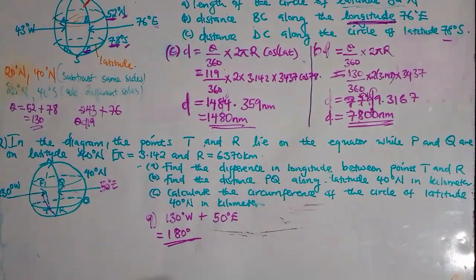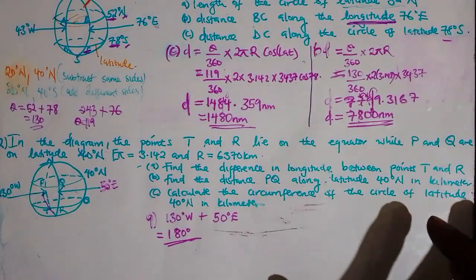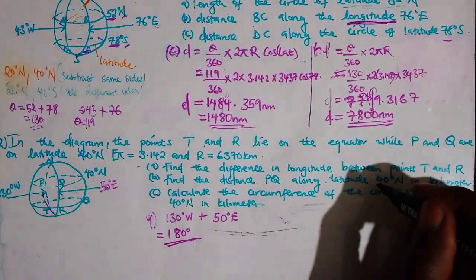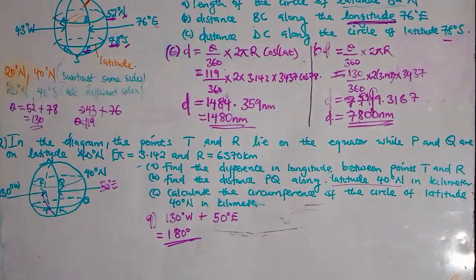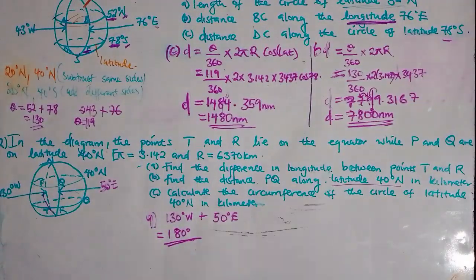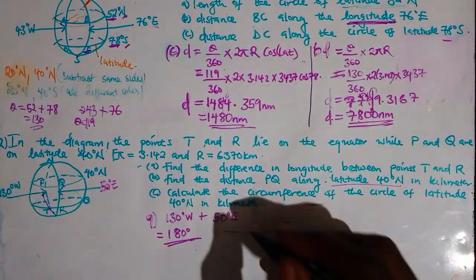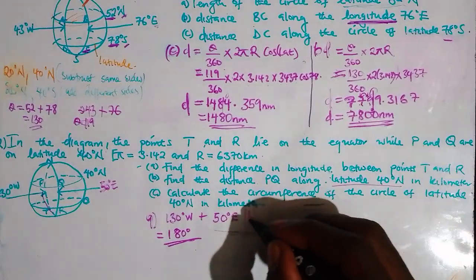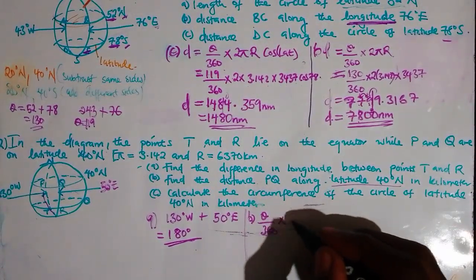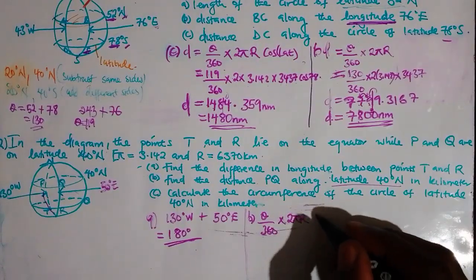Part B, find the distance PQ along latitude 40. What did I say? Whenever you hear the word latitude at the end, meaning you're supposed to use it. So which formula are we supposed to use between this one and this one? Of course it's this one, because we have latitude. So you say B, distance is equal to theta over 360 times 2 pi r cos lat.